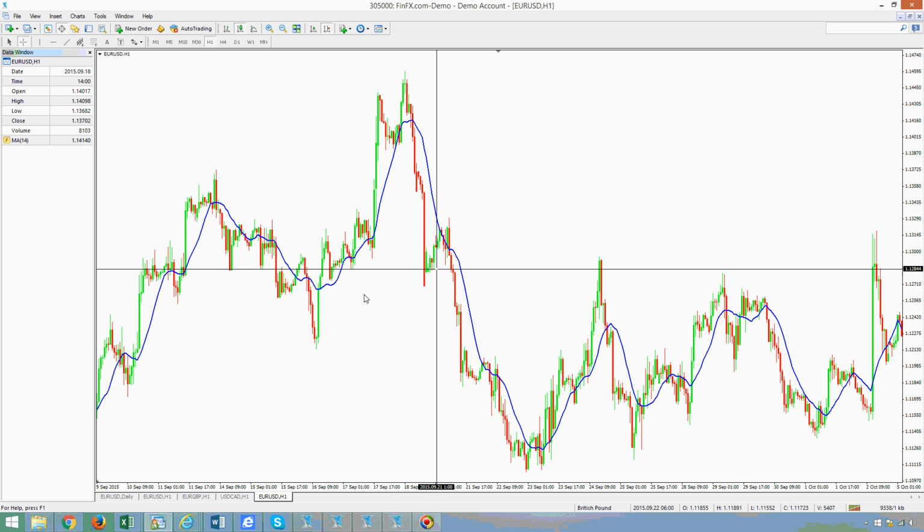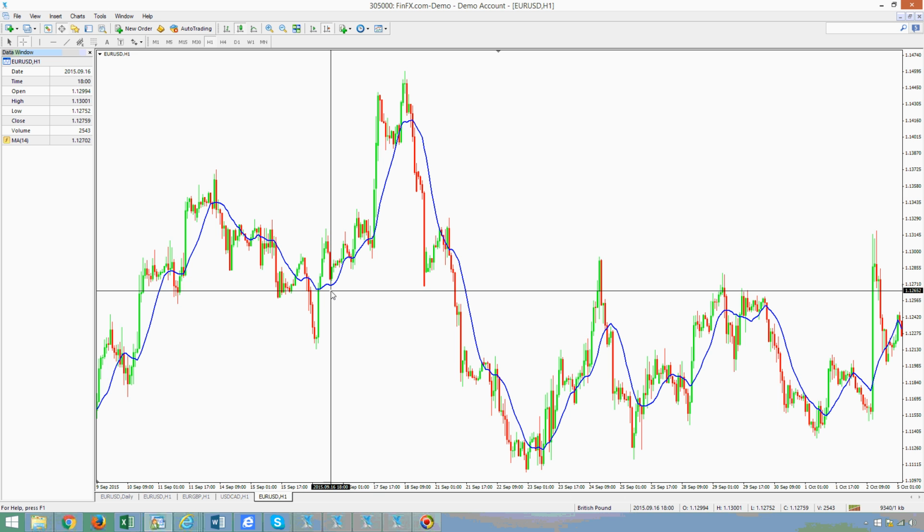If you take any one candle, let's say this red candle in here, look at the prices. The opening is 1.1299, the high is 1.1300, the low is 1.1275, and the close is 1.1275. But look at the MA, the moving average. The moving average is 1.1270. What does it mean?